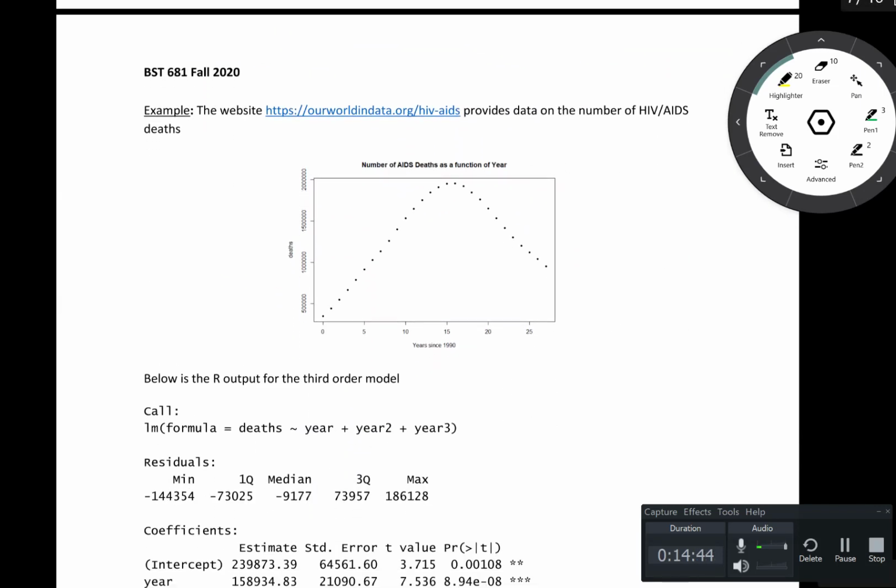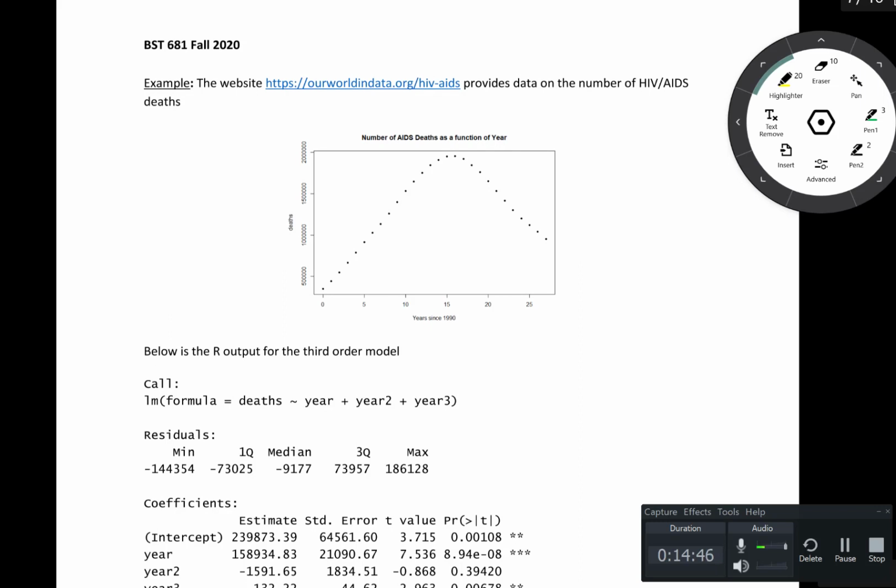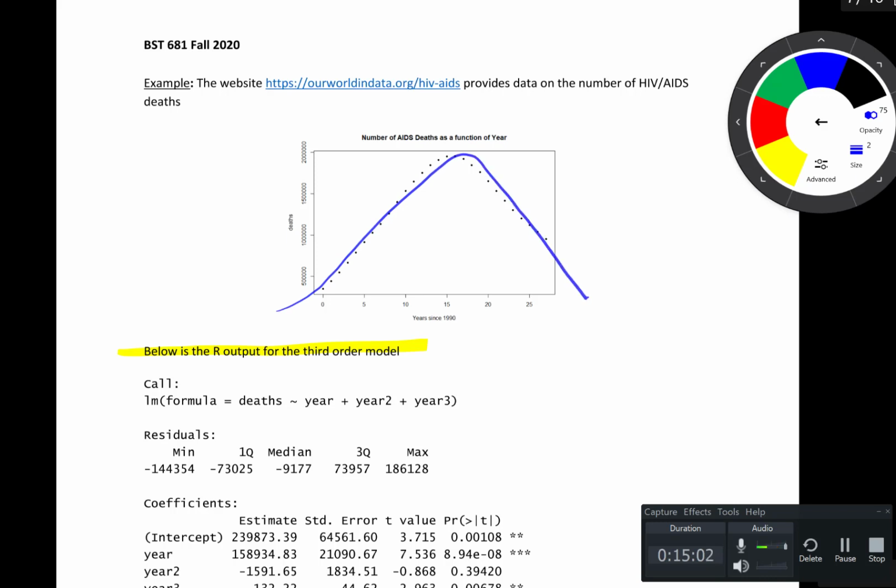Alright, so let's look at an example. Again, we're going to go back to that HIV and AIDS deaths, and we saw this plot earlier. So let's see what would happen when we fit a third order model. One thing that I want you to notice is if we look at the scatter plot, let's look at the pattern. Initially we said, okay, there's definitely this type of pattern here. But notice if we look right here, it almost appears as if there could be a second curve. So keep that in mind.